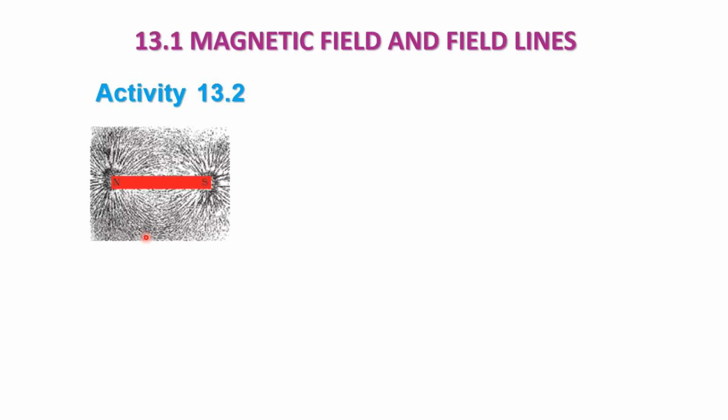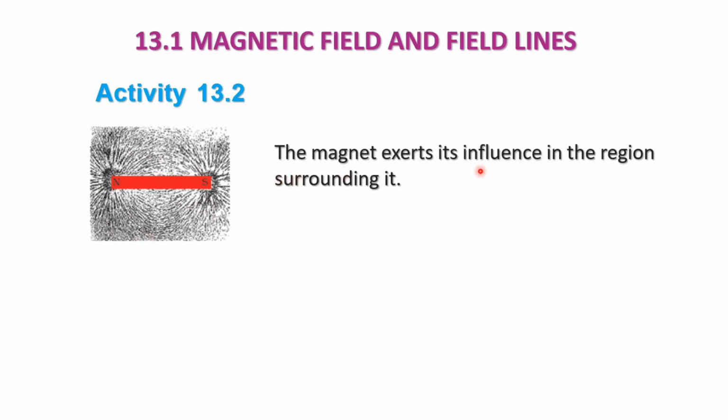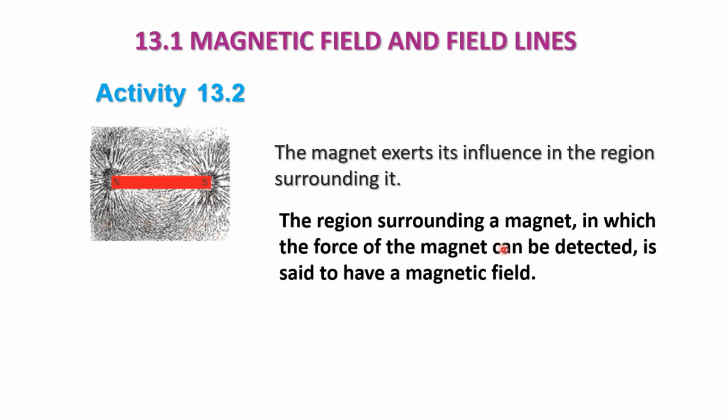Why do the iron filings arrange? The magnet exerts its influence in the region surrounding it. That means it exerts a force on the iron filings. The region surrounding the magnet in which the force of the magnet can be detected is said to have a magnetic field. So, this all region near the magnet will be having the magnetic field, and this is also the definition of the magnetic field: region surrounding the magnet.